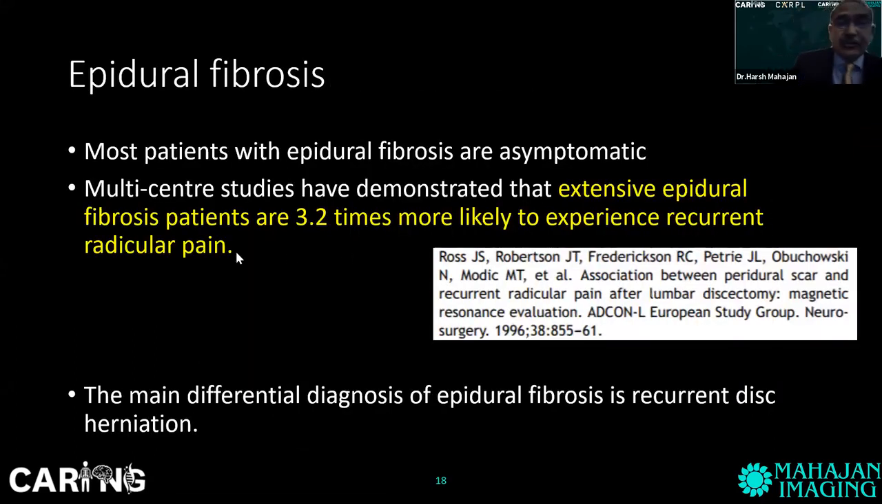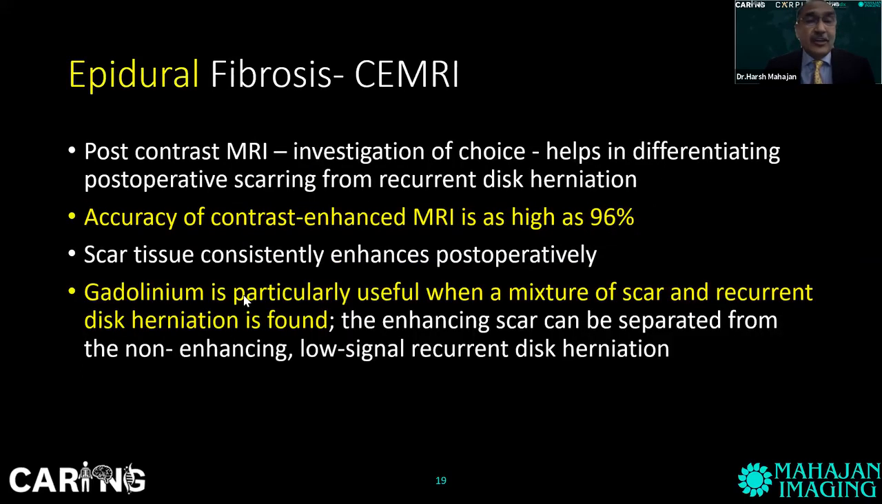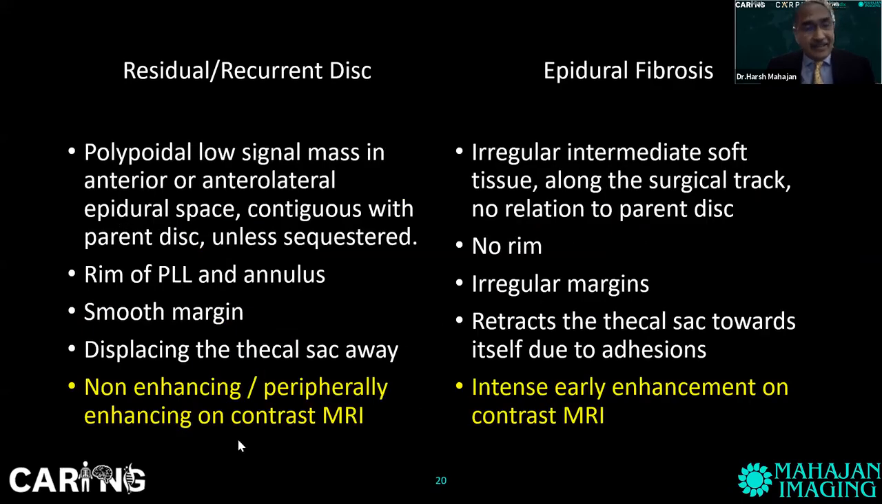Epidural fibrosis, most patients are asymptomatic. And it has been seen that in extensive epidural fibrosis, patients are 3.2 times more likely to experience recurrent radicular pain. And we use contrast here to make the differentiation, and the accuracy of contrast enhanced MRI is as high as 96%. Contrast is particularly useful when a mixture of scar and recurrent disc herniation is found. And there are various ways that radiologists determine the difference between the two.